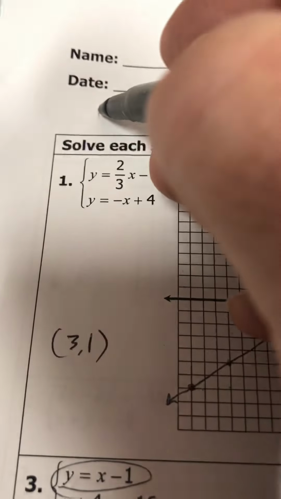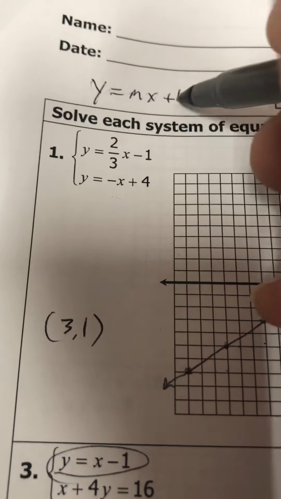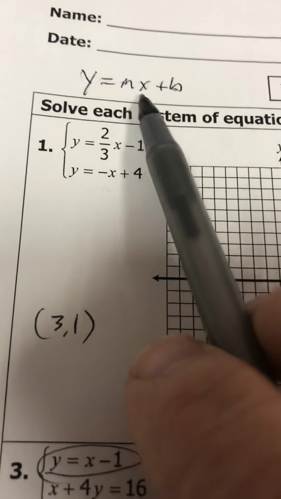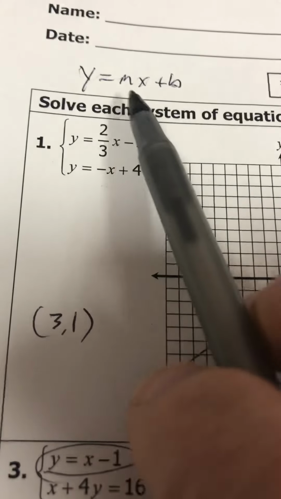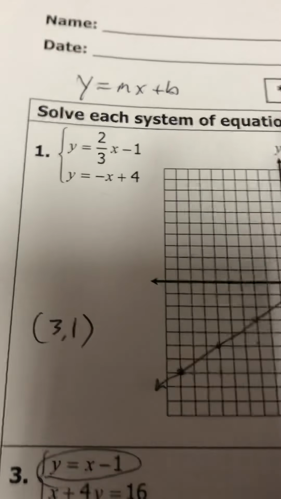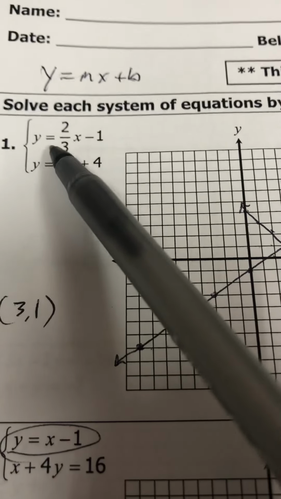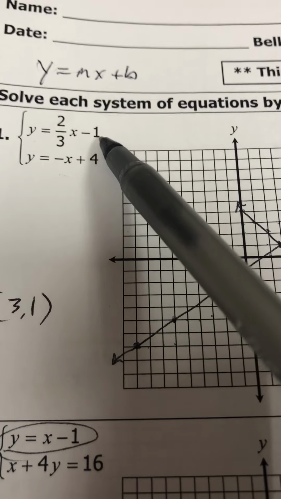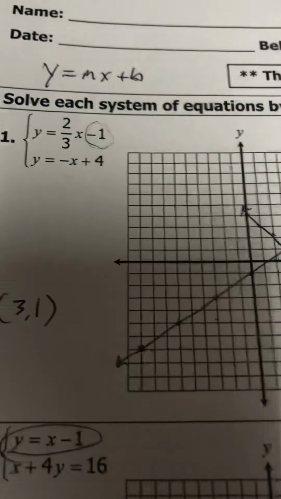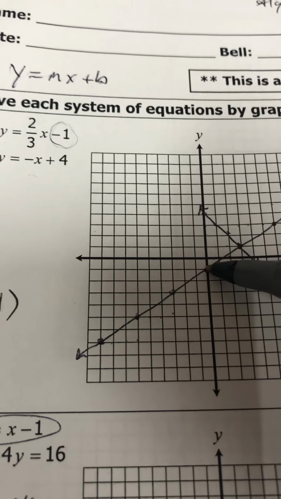Remember, slope-intercept form is y equals mx plus b. When you have numbers in this order next to your x, and you have your y by itself over here, that m represents the slope and the b represents the y-intercept. So, taking a look at this first one, y equals 2/3 x minus 1, I'm going to take care of this back here first. That's my y-intercept. That b is the y-intercept.